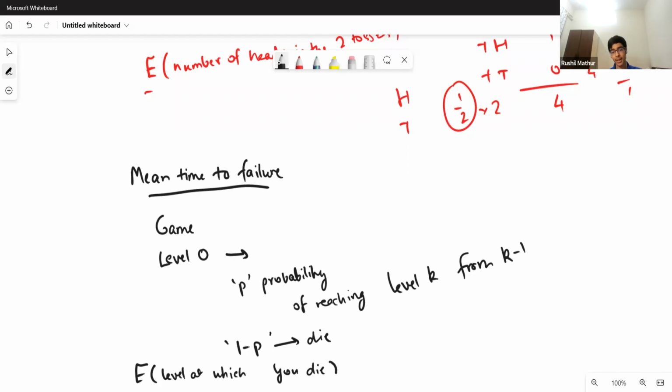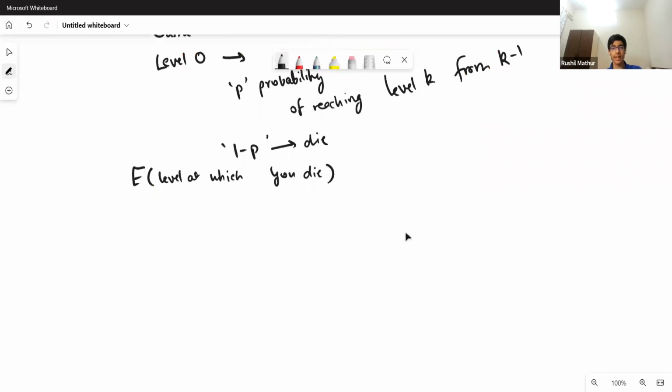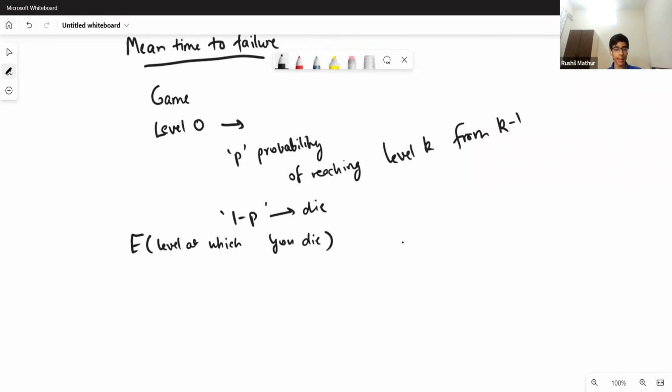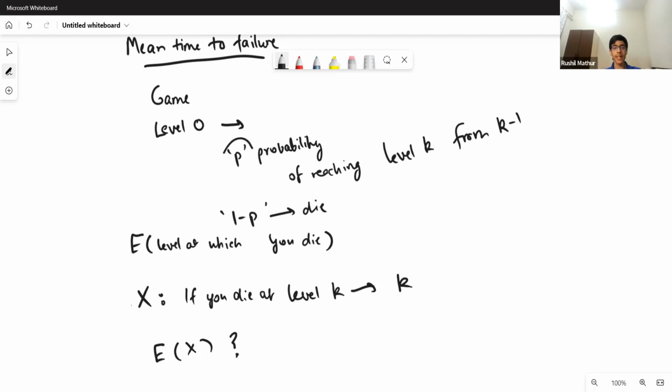So more formally, let's scroll a bit down. I can define a random variable which takes value k if you die at level k, then the expected value of this thing is k. So I'm asking you for E of X. That's really our question. And this probability is given to you.